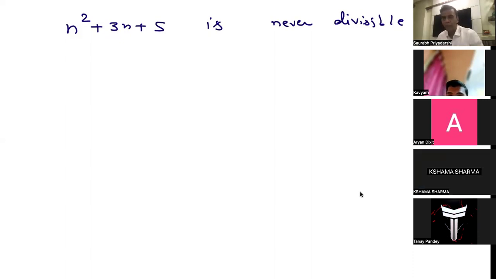But we don't know for sure if it's 11k. So I took 11k plus r and then I substituted that value of n in the equation. And then I got everything is divisible by 11, which is very obvious, except r square plus 5. And for r, we can have values from 1 to 10. So by hit and trial for r square plus 5, for values of r from 1 to 10, none of the values are divisible by 11, so we can tell that the whole equation is not divisible by 121.